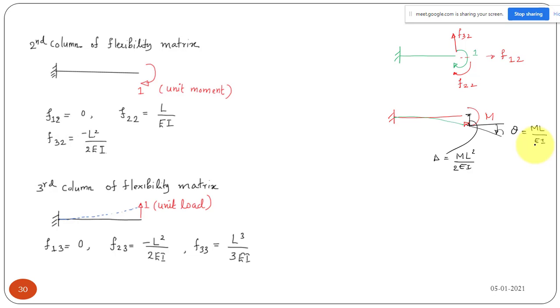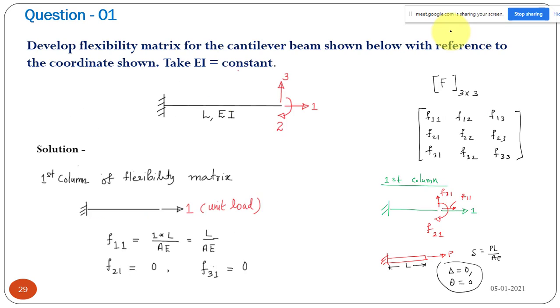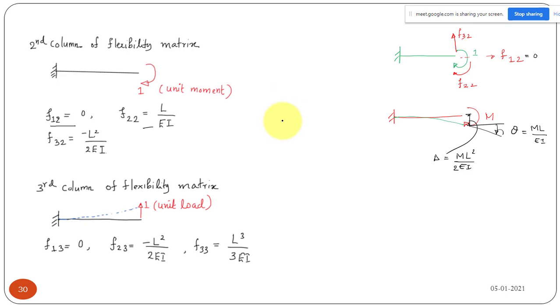So now we can say that if you apply a unit moment, F12, that is the axial deformation, will be 0 anyway. There is no axial deformation due to the moment. Axial deformation we are always taking as 0. So F12 will be 0. What is the value of the clockwise rotation? We have ML by EI, so that will be 1 into L by EI, that is L by EI. The coordinate is given clockwise, so it is the same direction, so that is positive.